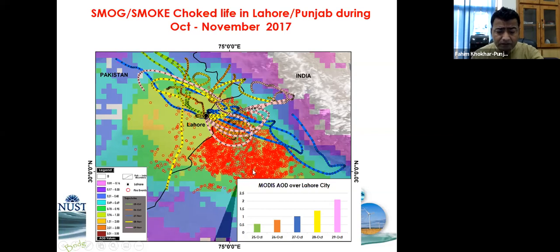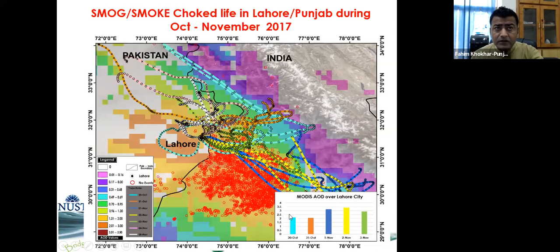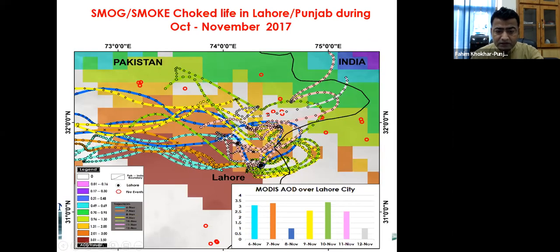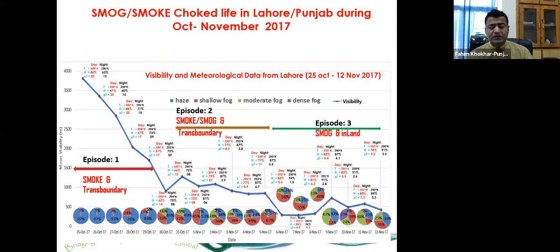For the next week again, whenever the trajectories are coming from the fire locations, the aerosol load goes up. When it is coming from the inland, they are comparatively less polluted. Similarly, in other days. So this is kind of the summary. This time we actually extensively monitored this for both months of the post-monsoon season, October and November.